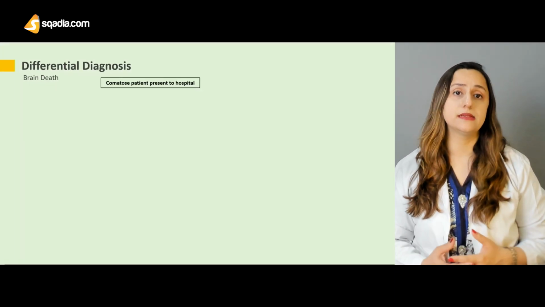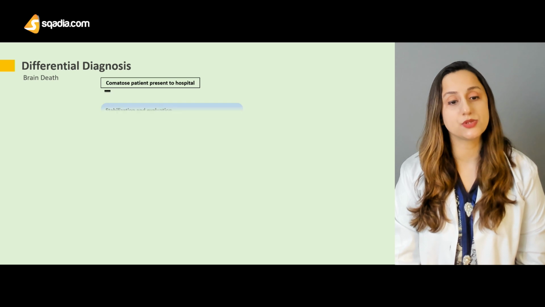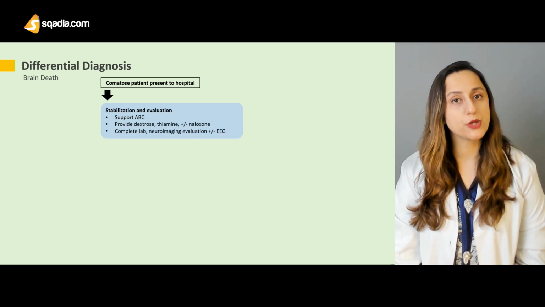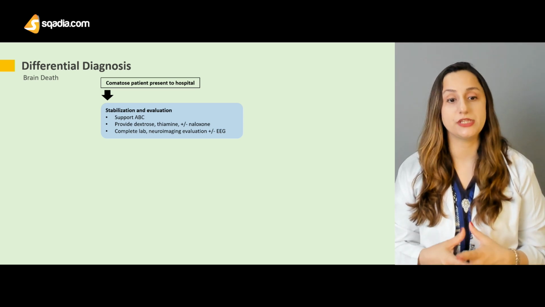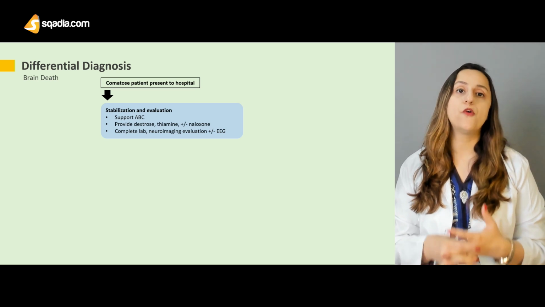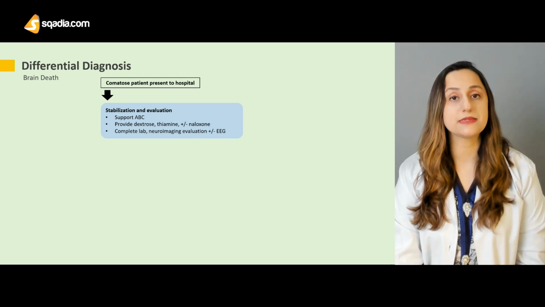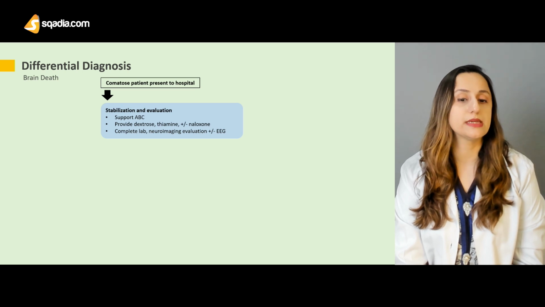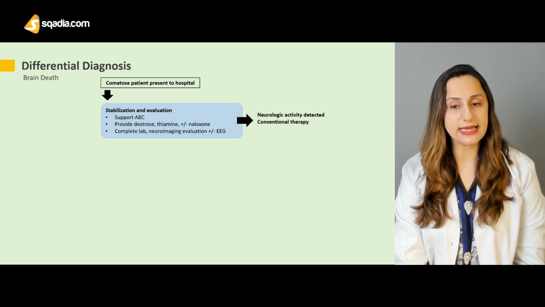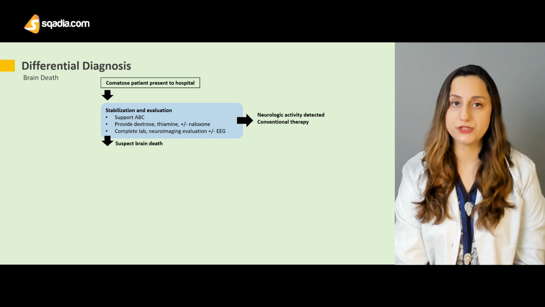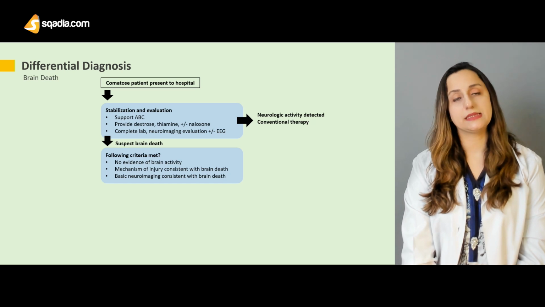How do you move about, and what is the exact protocol for these patients? The comatose patients, when they present to the hospital, first of all, we're going to support the ABC, that is the airway, the breathing, and the circulation for the patient. Stabilizing the patient is the foremost duty as a physician. Then you'd provide the dextrose, thiamine, and plus minus naloxone, complete lab and neuroimaging evaluation, and you would order for the EEGs as well. If neurological activity is detected, conventional therapy is ordered for the patient, or you can also resort to suspect the brain death if it is following the criteria.